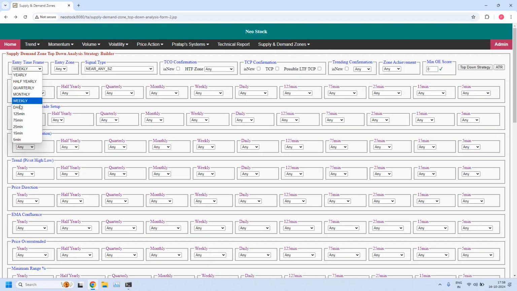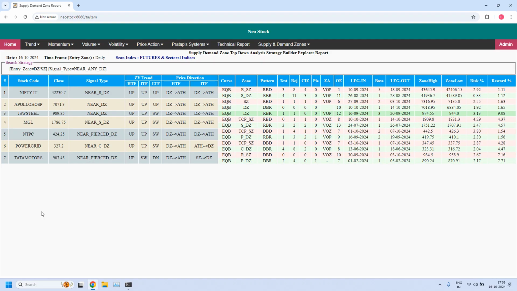Next time frame is daily. Entry time frame daily. Let us find the stocks near the daily demand zone. 7 stocks are filtered. Let us identify high liquidity demand zones from this list. NIFTY is an index not listed in F&O. MGL is having a high liquidity demand zone. Next one, Power Grid is having a high liquidity daily demand zone. So we have identified 2 high liquidity daily demand zones from this list.